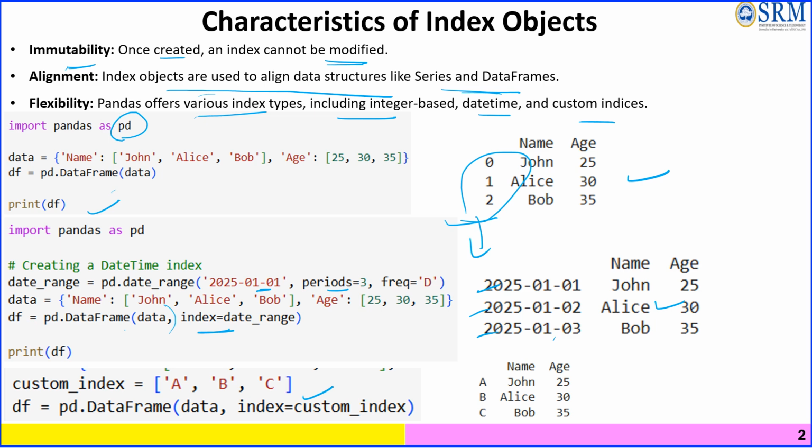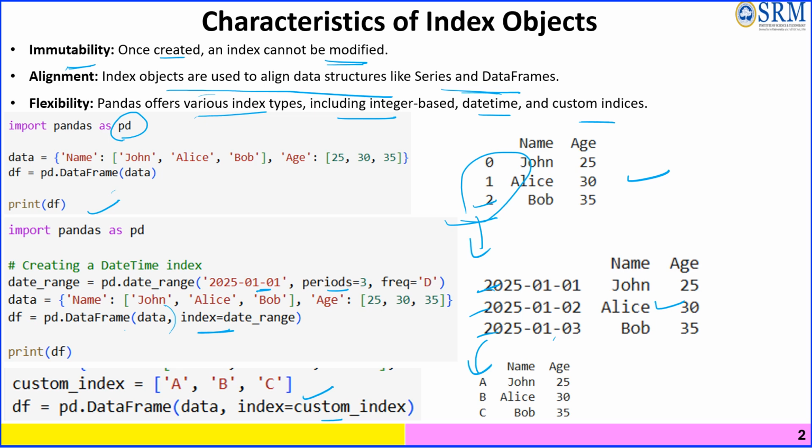So ABC, these are the values. So now I have to use ABC. So instead of this date range, I can use ABC as well. So see, this is a default index. Here I have mentioned the index should be the date range, so that is why it is replaced with that. And in the next one, I wanted to replace it with a custom index, that is ABC.